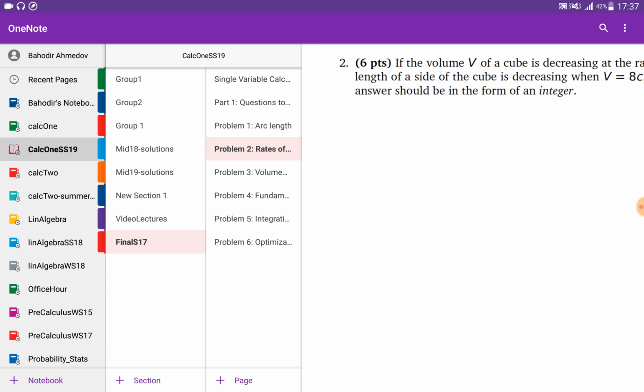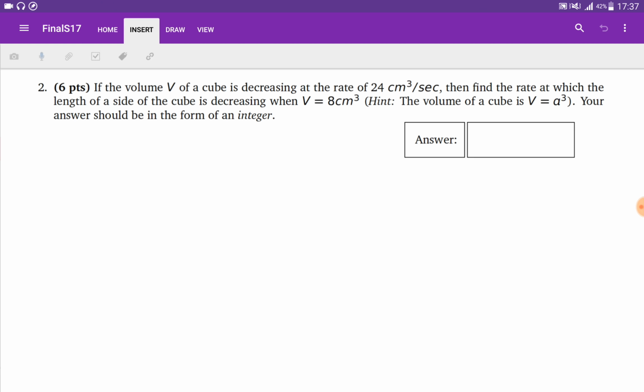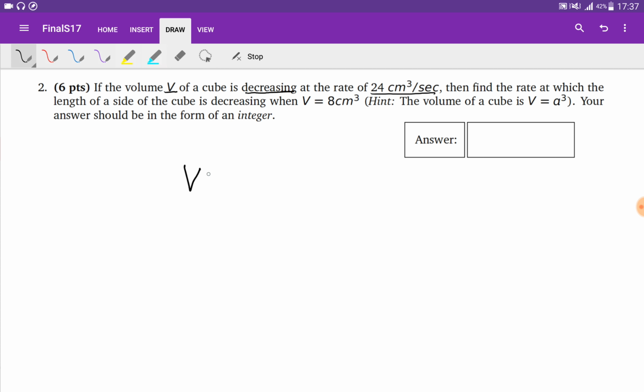So the second problem is about the rate of change and the meaning of the derivative. So it is given that the rate of change of the volume with respect to time is equal to 24 cubic centimeters with the minus, because it's decreasing, right? And we need to find the rate of change of the side of the cube. So before we start, let me remind you of the formula of V. So in our case, it depends on time. This is equal to the side, which also depends on time, in the cube, right?